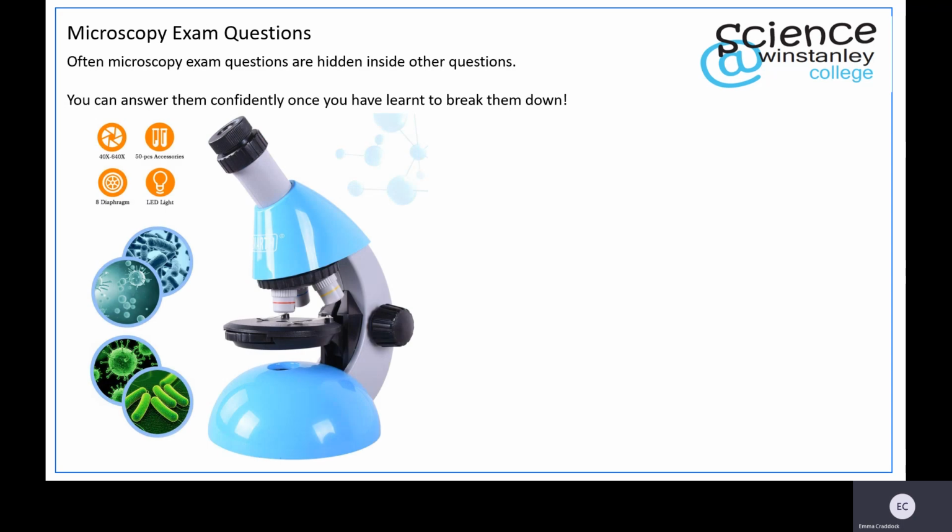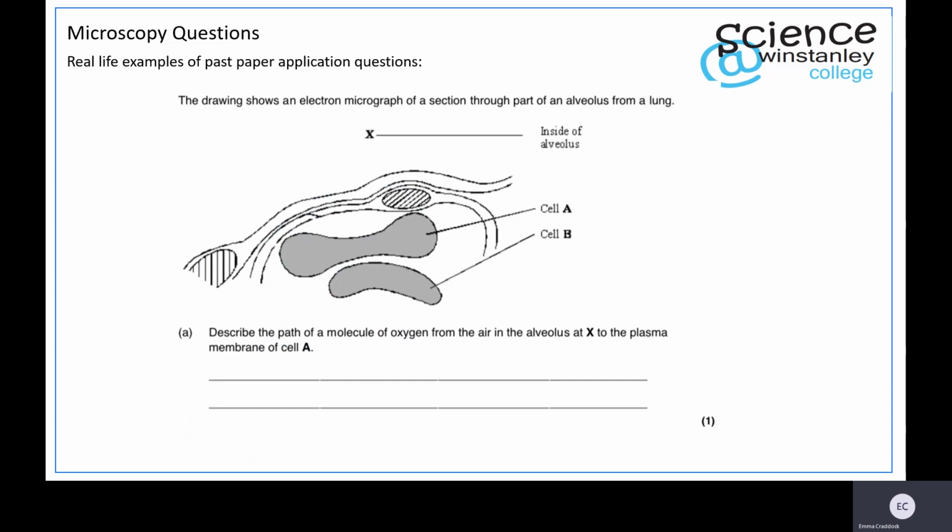So microscopy exam questions are often hidden inside other questions. The first question we will look at is going to be a microscopy question that is hidden inside another question about red blood cells. You can answer them confidently once you've learned to break them down. So we're going to go through them together now, and let's have a go at these microscopy exam questions.